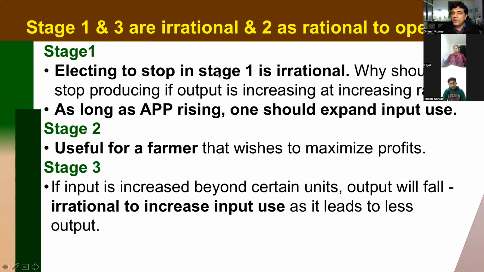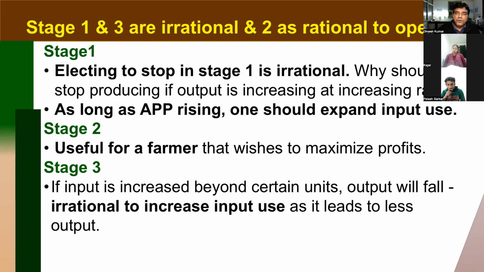We should not stop at this stage. It is irrational to stop. Why should we stop producing if output is increasing at an increasing rate? Here you are getting more and more output by adding units of the variable factor, so why stop your production here? Don't stop. Therefore, it is considered an irrational stage. It is irrational to stop production here. Then, as long as APP is the same as AP, it is called the average physical product.